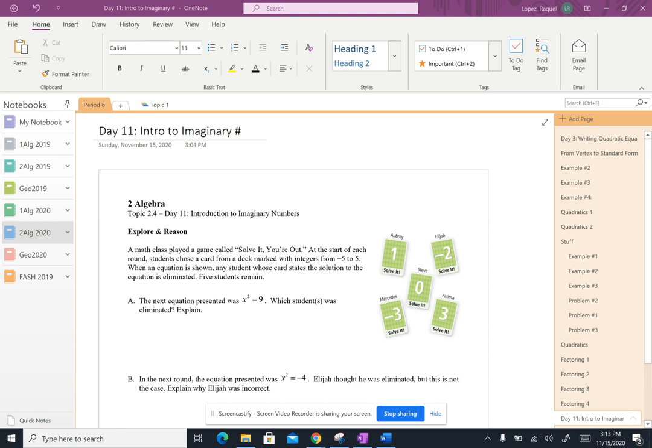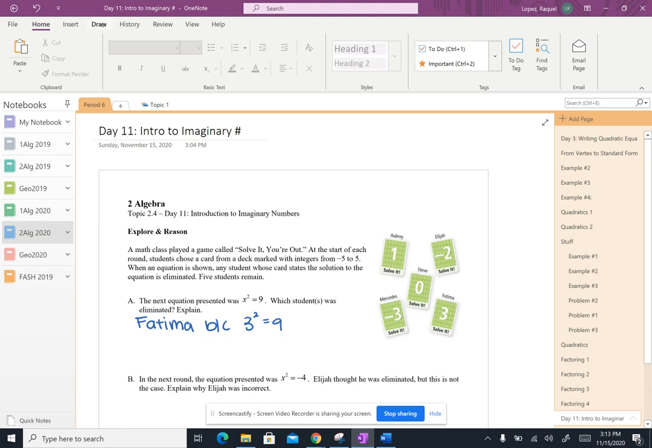The next equation that was presented is x squared equals 9. The question is which students were eliminated, and we have to explain. If we look at x squared equals 9, one of the solutions would be 3. So one student to be eliminated would be Fatima. We can say that because if we put 3 in for x into the equation, 3 squared equals 9, so that's a solution.